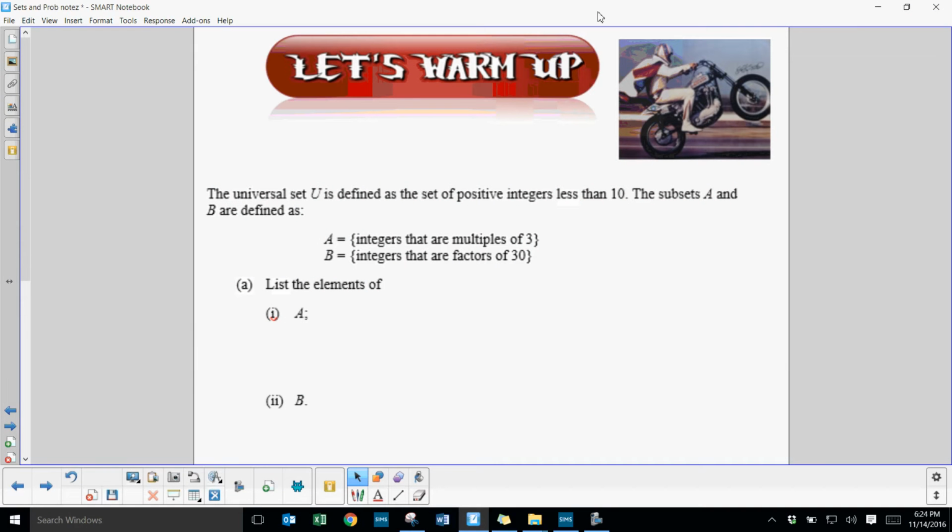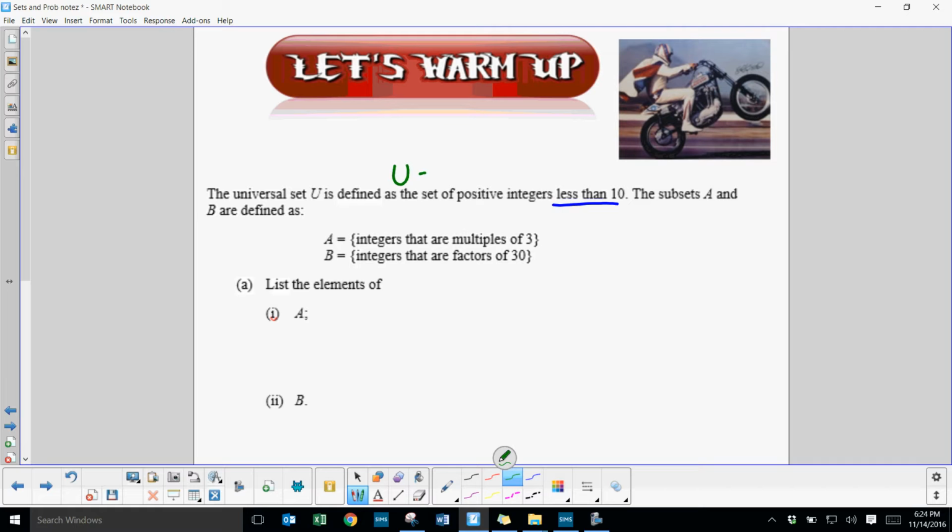Welcome to the problem solving lesson, and again we'll start with a quick warm-up before we start the problem solving lesson, which is the last topic in sets and Venn diagrams. Let the universal set U be defined as the set of positive integers less than 10. So when you think of less than 10, you've got to think of the fact that it doesn't include 10.